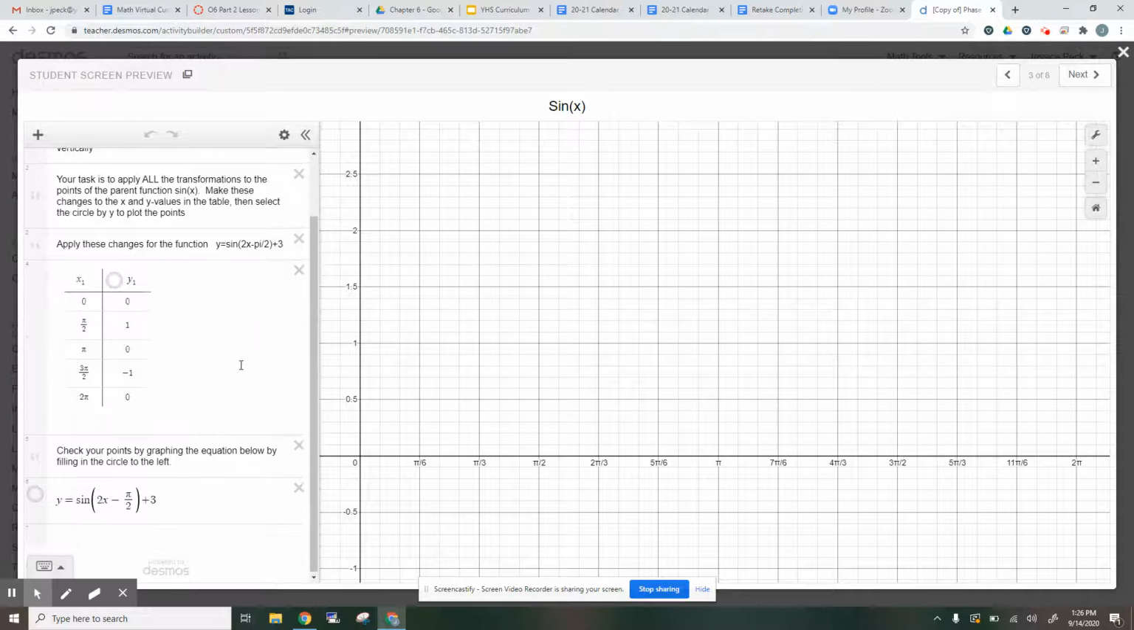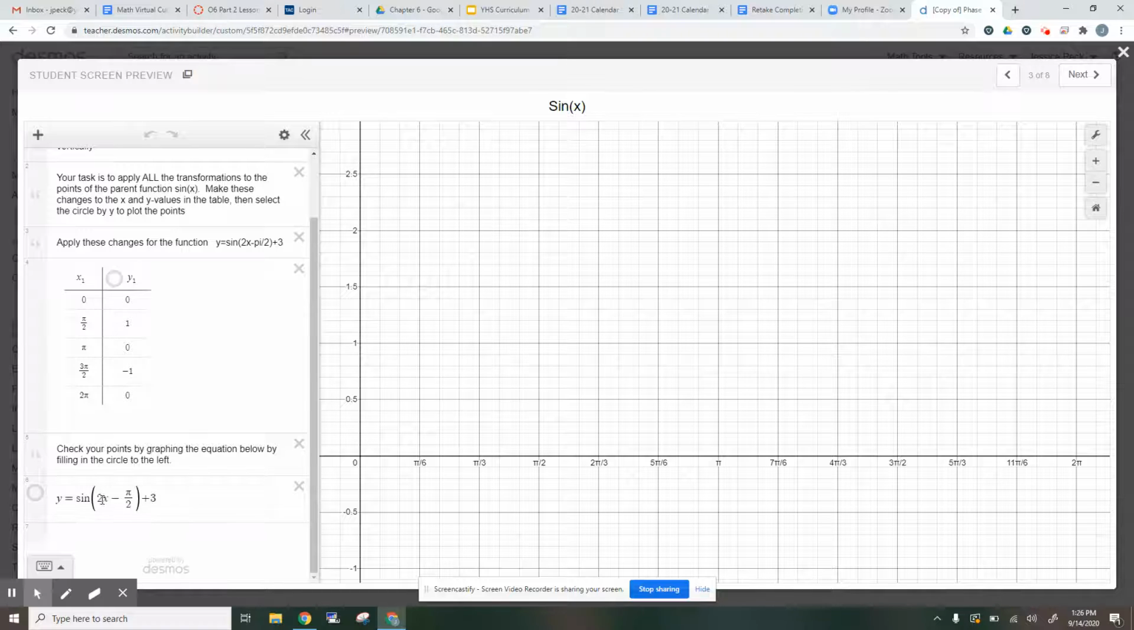In this problem, we have y equals sine 2x minus pi over 2 plus 3. My suggestion is that you write this down on a blank piece of paper and do all the transformations on your piece of paper: multiply by, subtract, add, subtract, whatever it might be. Then you'll plot the points, then you'll plot this, and this is just a way to check your answers. Did you have the right ordered pairs for this equation? So it's a way to check your work.